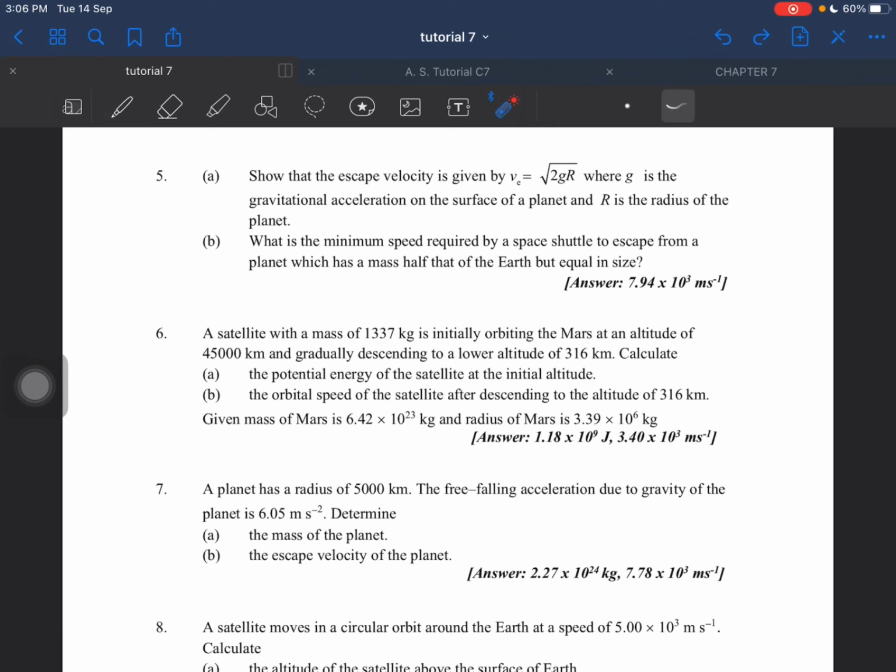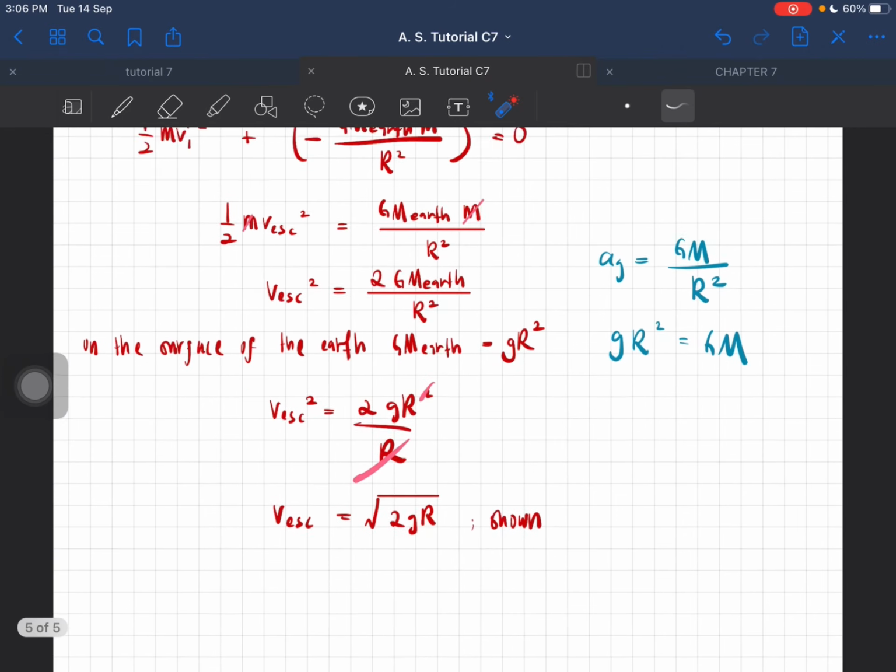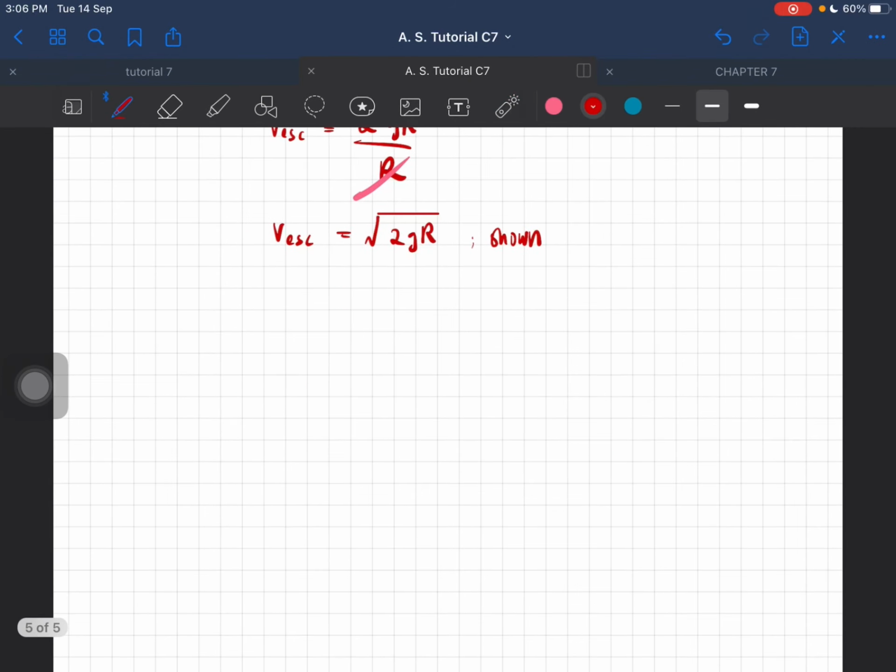Next, we have to calculate the minimum speed required by a space shuttle to escape from a planet which has a mass half that of the Earth but equal in size. So now let's do that one. We are going to use escape velocity equal to the square root of 2G mass of the Earth over the radius. It says the same size, so its radius will be the same as the radius of the Earth.